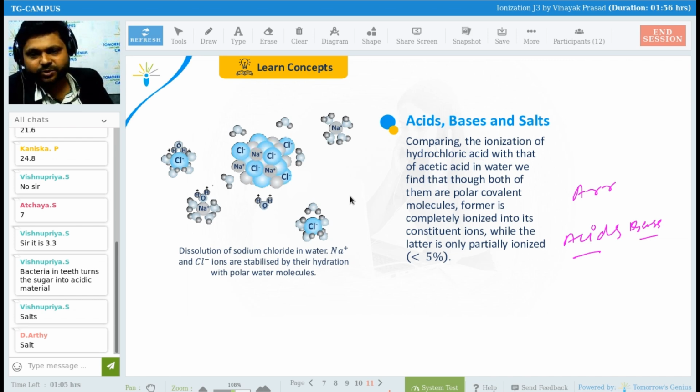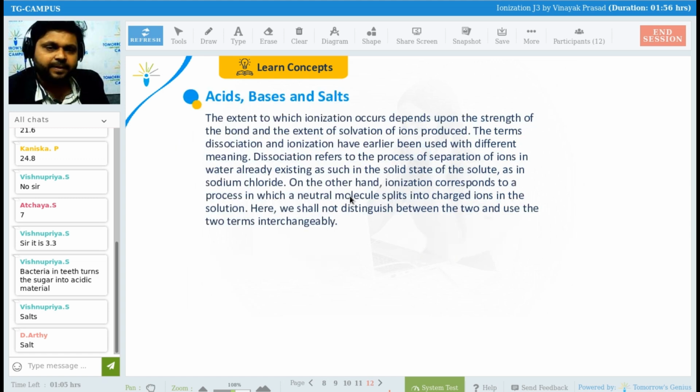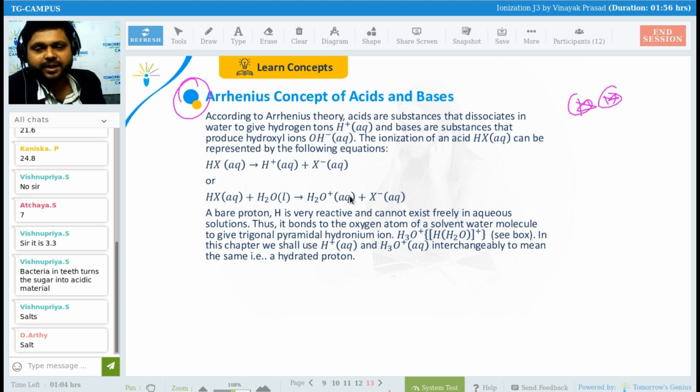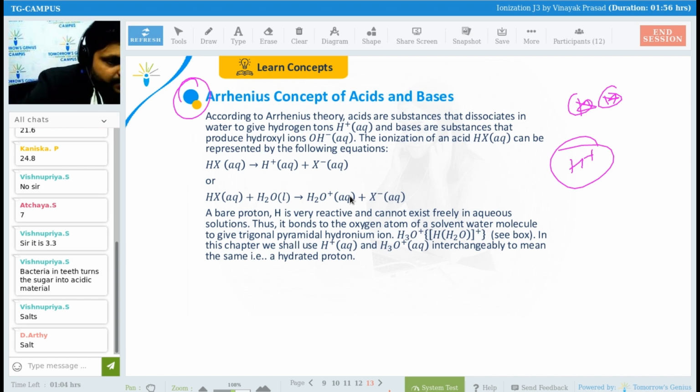Comparing the ionization of hydrochloric acid with that of acetic acid in water, we find that both of them are polar covalent molecules, the former completely ionized into constituent ions, while the latter is only partially ionized. So they will be ionized. See here, the Arrhenius concept. What is Arrhenius saying about acids and bases? This is a very important one, guys, and try to learn from here. One thing is there, that is the H plus ion. What is that H plus ion, guys?